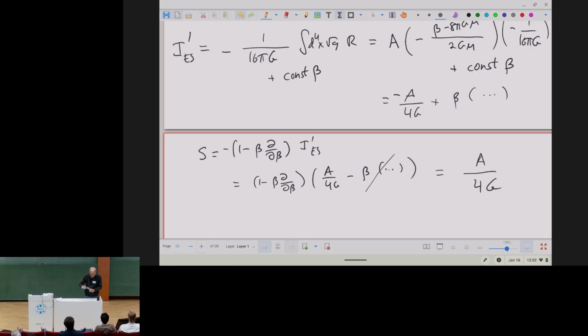But the second is it's very general. So this calculation was sufficiently general that it applies equally to Einstein theory, Einstein-Maxwell theory, Einstein-Maxwell theory with a cosmological constant.